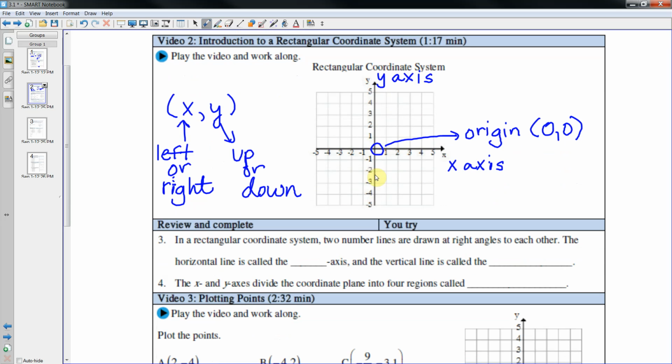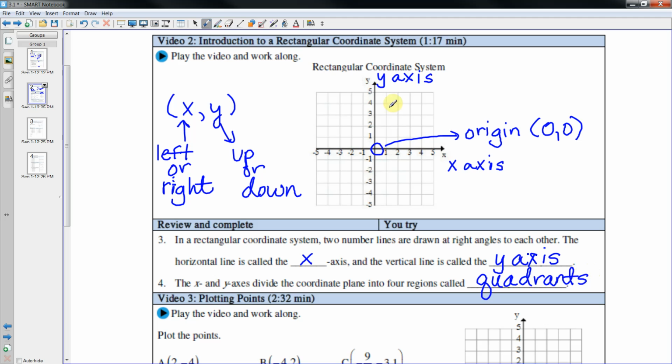So let's look at these definitions. In a rectangular coordinate system, two lines are drawn at right angles to each other. That's the x and y axis. The horizontal line, remember, is called the x-axis. The vertical line is called the y-axis. The x and y-axis divide the coordinate plane into four regions called quadrants.